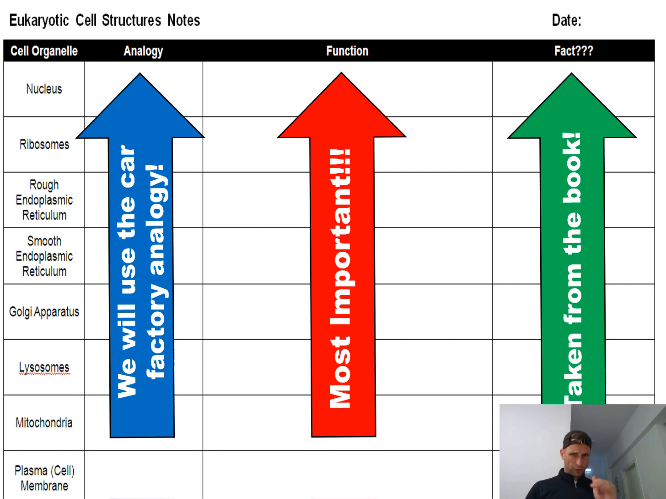So the first thing you'll see on each slide is the function. That's the most important thing, the thing we absolutely need to get written down. The analogy, we're going to use a comparison to our car factory analogy. And the fact is just a fact about that organelle that I took from the book, probably the least important thing to write down.